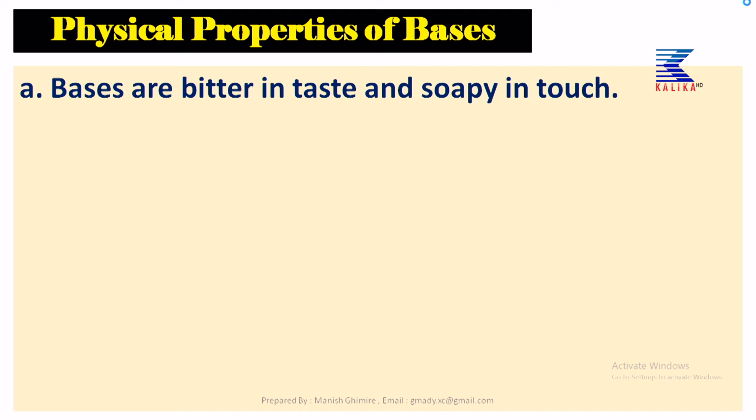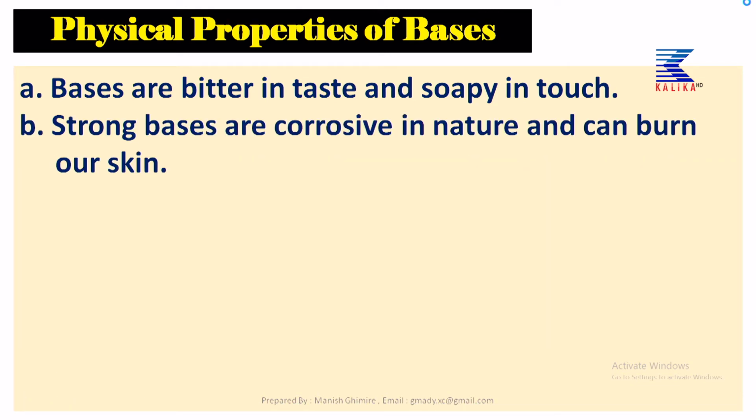That is why, because bases are soapy in touch, slippery in touch, they are used in the manufacturing of soap and detergent. Soap and detergents are soapy in touch with water. That is why it is easy to rub clothes against clothes, and to wash out stains and dots present there. The second point there you can see, strong bases are corrosive in nature and can burn our skin. Exactly the same way strong acids are dangerous to our skin. They are corrosive in nature, strong bases too are corrosive and can burn our skin.